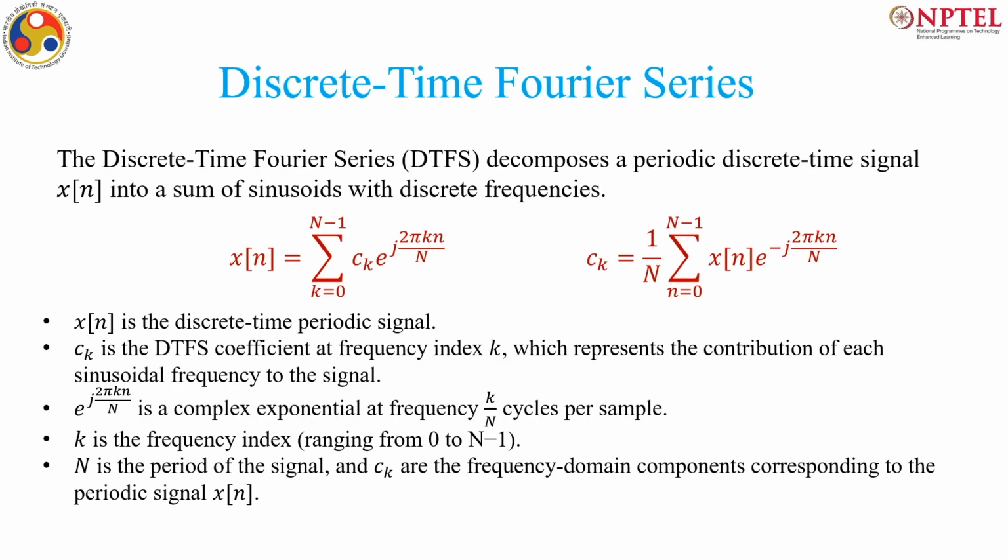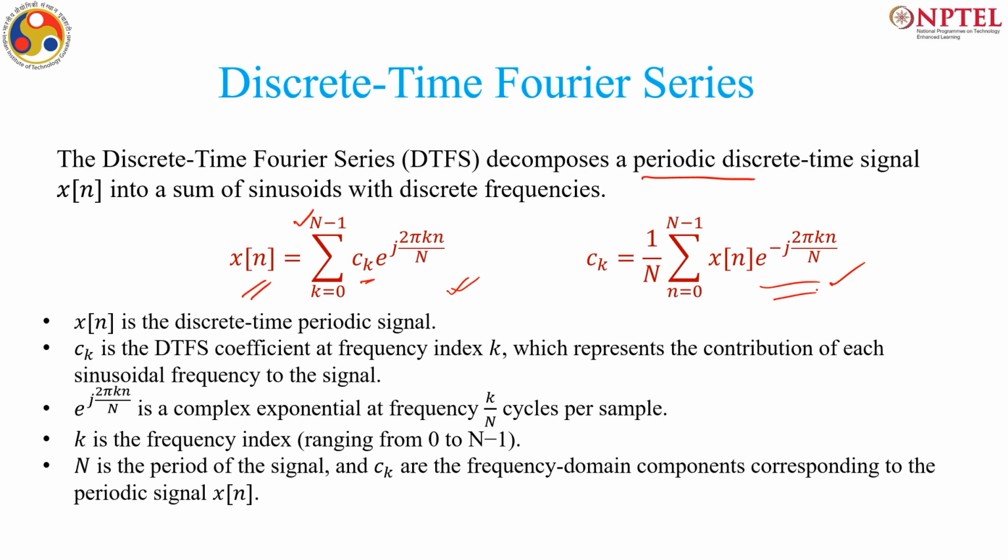So, what is the discrete time Fourier series? This decomposes a periodic discrete time signal into a sum of sinusoids with discrete frequencies. This is the formula, the synthesis equation. Here we see that x of n, which is a periodic signal having period N, is a sum of these N components. And how do we get this value Ck? Ck is obtained by this formula: 1 by N, summation 0 to N minus 1, x of n e power j 2 pi k n by capital N.